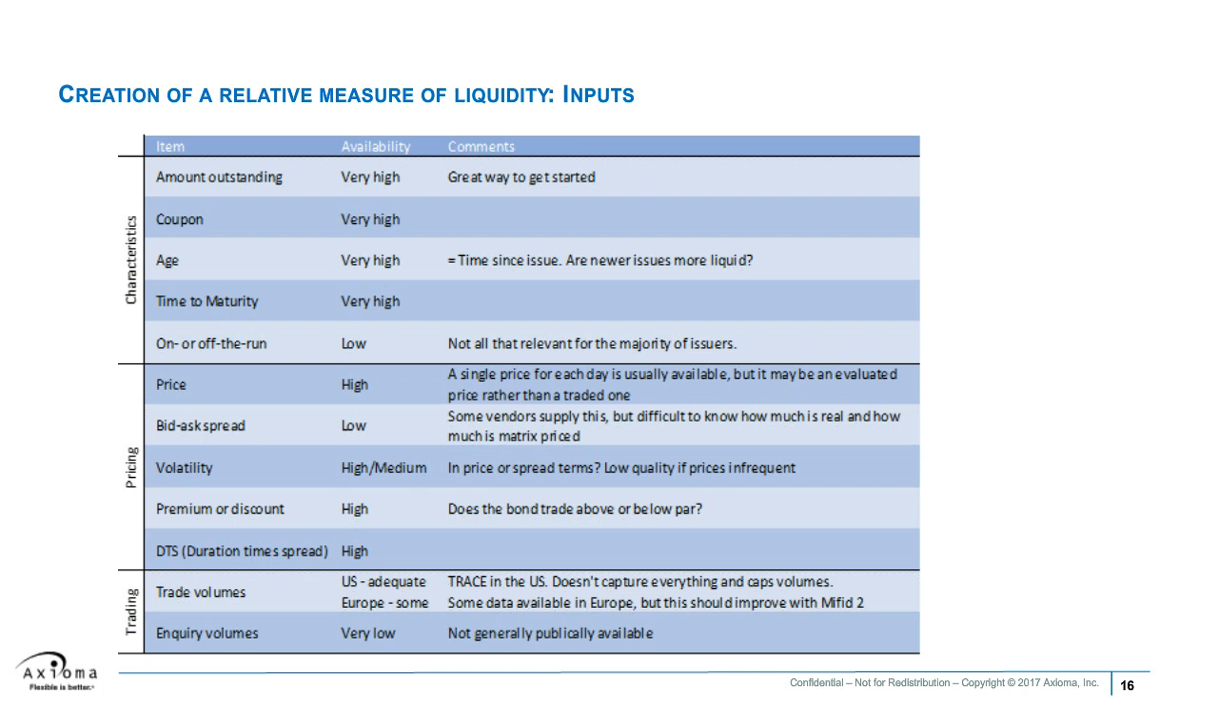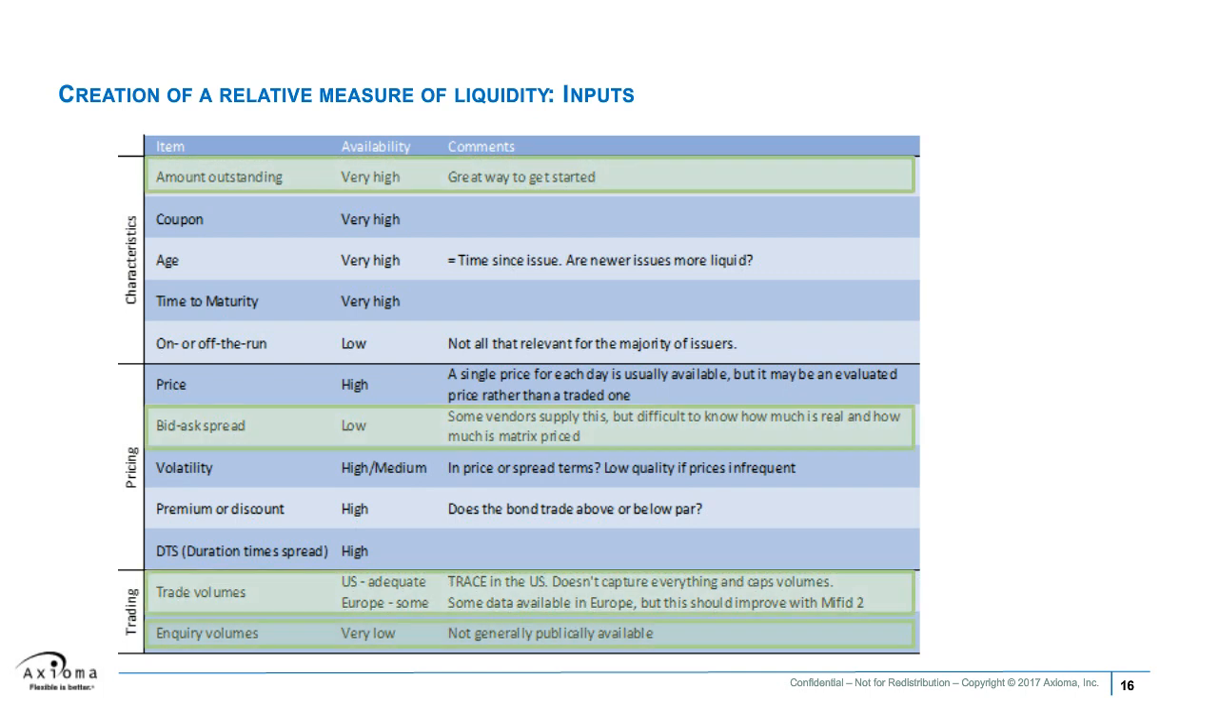Across this set, the four that we found generally to be the most useful are amount outstanding, bid-ask spread, trade volumes, and inquiry volumes.